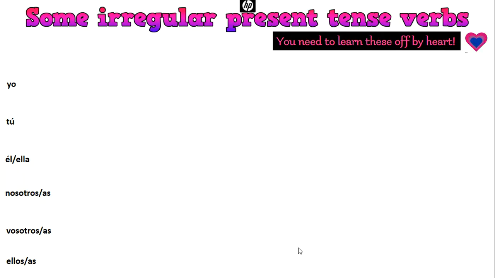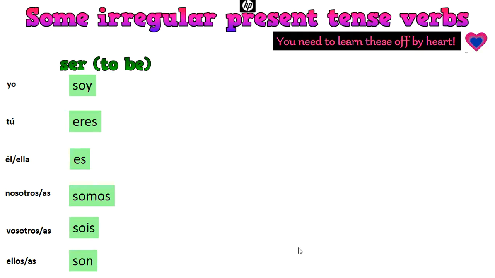Okay, right. So, for the last few lessons, we've been looking at the present tense regular verbs, the ones that always follow the pattern. Now, there are some verbs which don't follow the pattern, and you simply just have to learn these off by heart. Okay, so we're going to have a look at 4 key verbs today, which are irregular. So, the first one is ser, which means to be. And that goes soy, eres, es, somos, sois, son. Soy, eres, es, somos, sois, son. You need to practice saying that out loud so that it gets into your head.